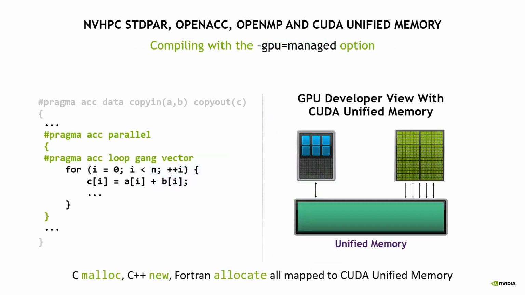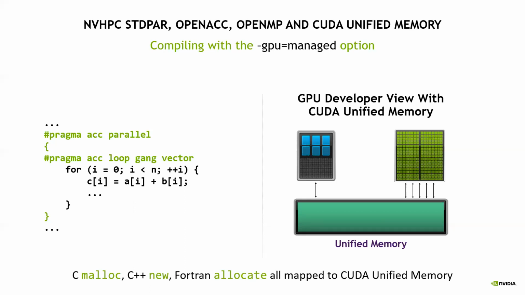So for instance, in OpenACC, if you use unified memory that can page back and forth, and you compile with the GPU equals managed option, C malloc, C++ new, and Fortran allocate are all mapped to Cuda unified memory. And so basically under the hood, we call Cuda malloc managed for allocation of all of that dynamic memory. So in general, you no longer need data directives or to worry about, is this data in host memory or is it in device? So this is a nice feature. It makes early porting much, much easier.